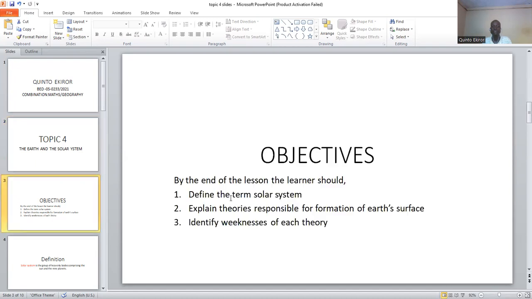Today we are going to cover topic 4, which is the Earth and the solar system. And these are the objectives. By the end of the lesson, the learner should, number 1, define the term solar system. Number 2, explain theories responsible for formation of Earth's surface. Then number 3, identify weaknesses of each theory.